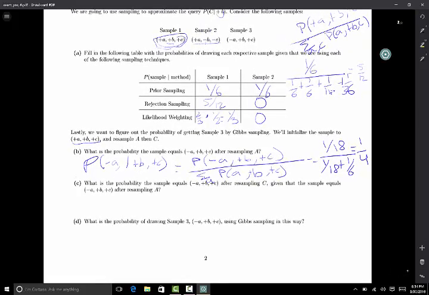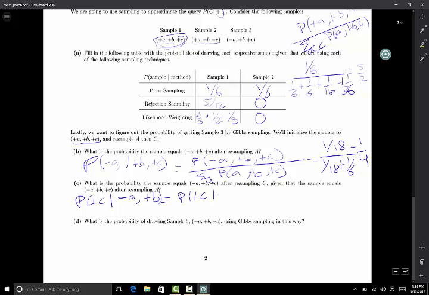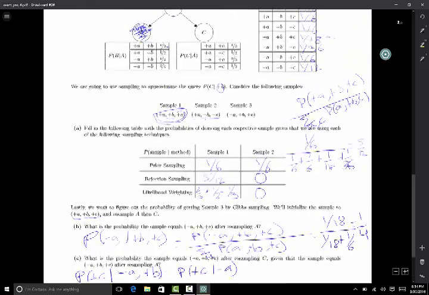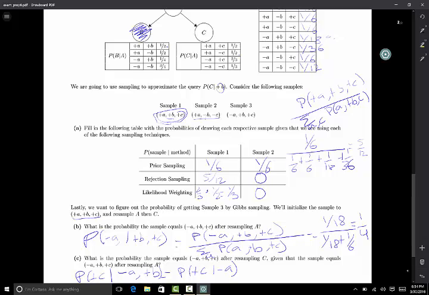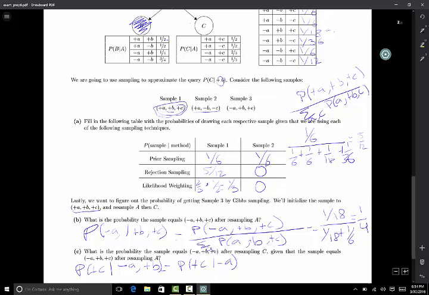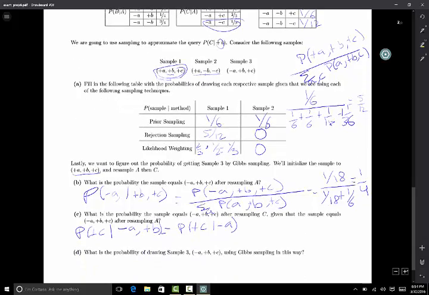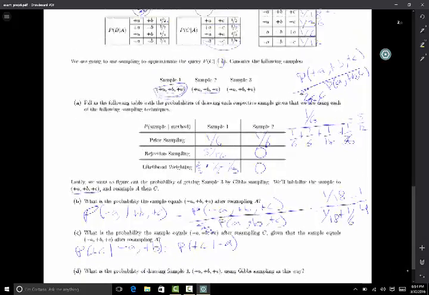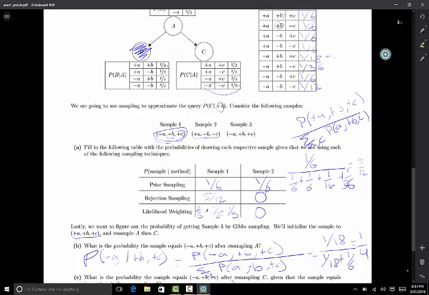Now we want to know the probability of getting plus C if you keep minus A and plus B constant, which is just equal to the probability of plus C given minus A according to the Bayes net rules. And in that case, that is 1/3. No, sorry, 2/3.